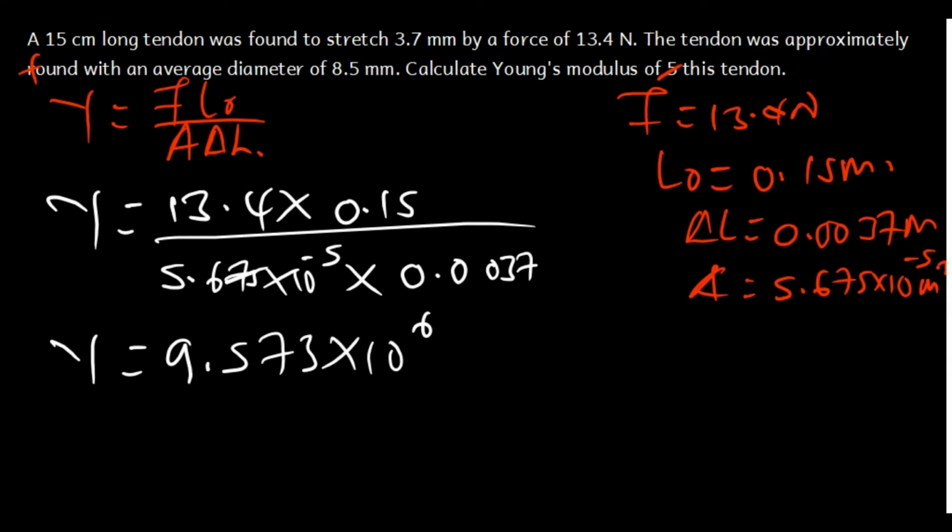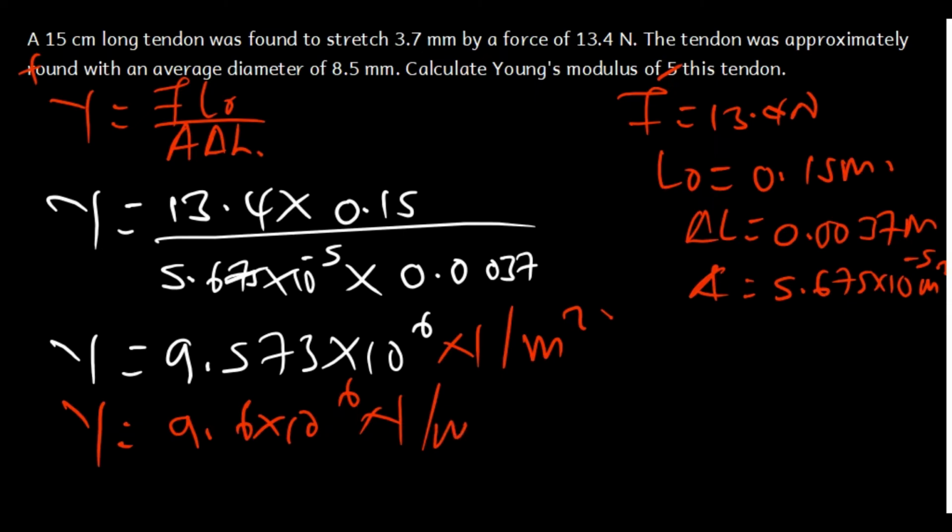Now, what are the SI units for Young's modulus? Remember that we have this, which is going to give us meters, and this is going to give us meters, meaning these two are going to cancel. So we are going to have Newton per square meter. So that is our answer. To simplify this, our Young's modulus is 9.6 times 10 raised to the power 6 Newton per square meter. So this is the answer for this question.